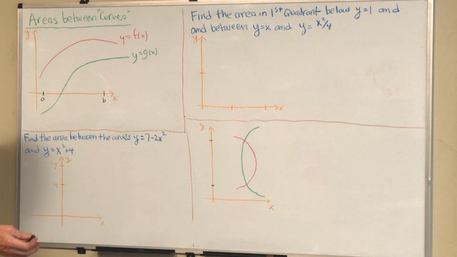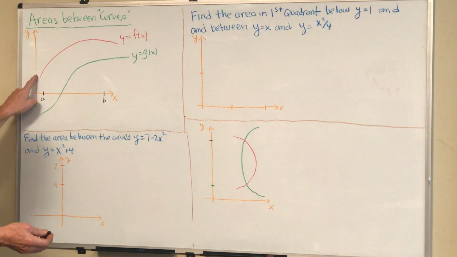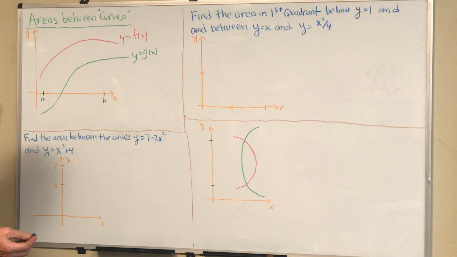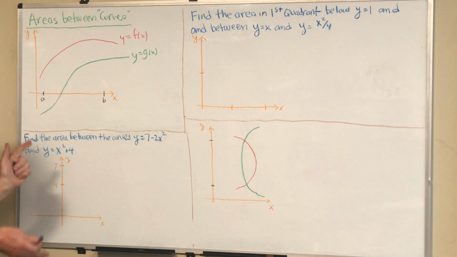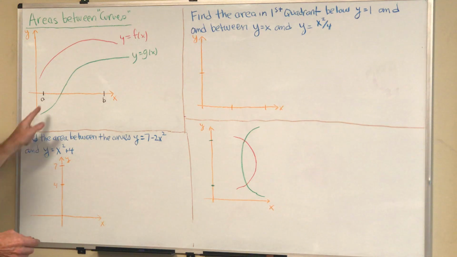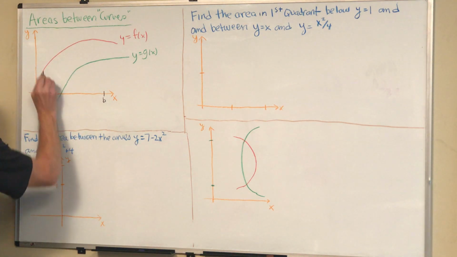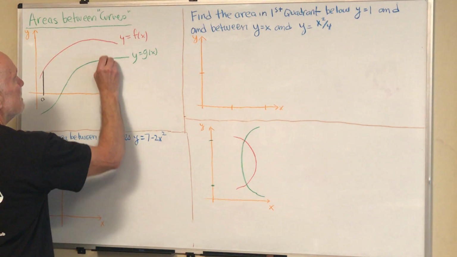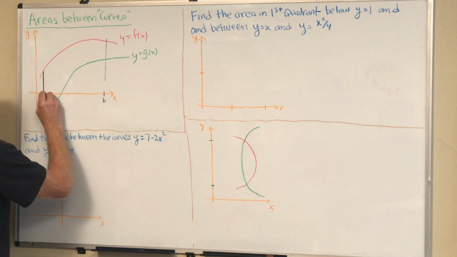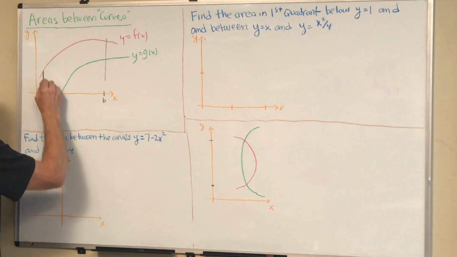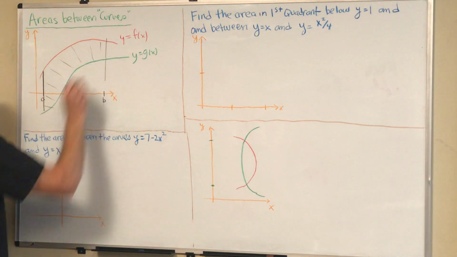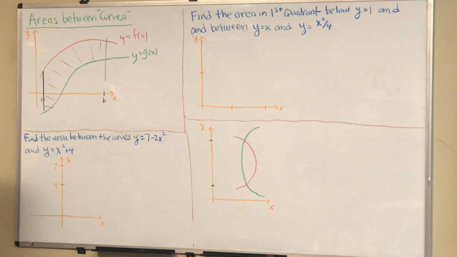So, to start off with, say we have y equals f of x, this red curve, and y equals g of x, this green curve, and we're trying to find the area in between the curves, between x equals a and x equals b. So we're trying to find all of this area in here.